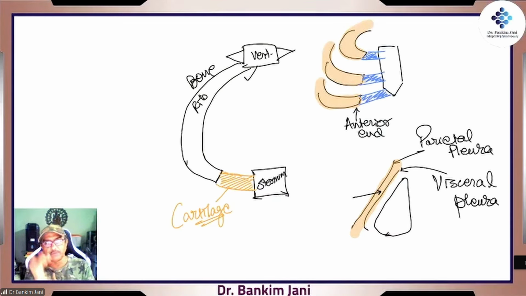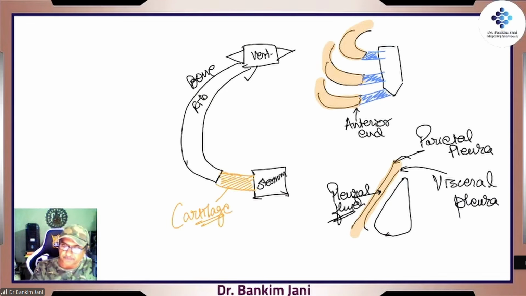And this is filled with a very small amount of fluid. So there is pleural fluid inside. And that's how it is generating the negative pressure. Right? So that is the pleura. On the top, this pleura is called the suprapleura, because it is above, so suprapleural membrane. That's how the top is formed.